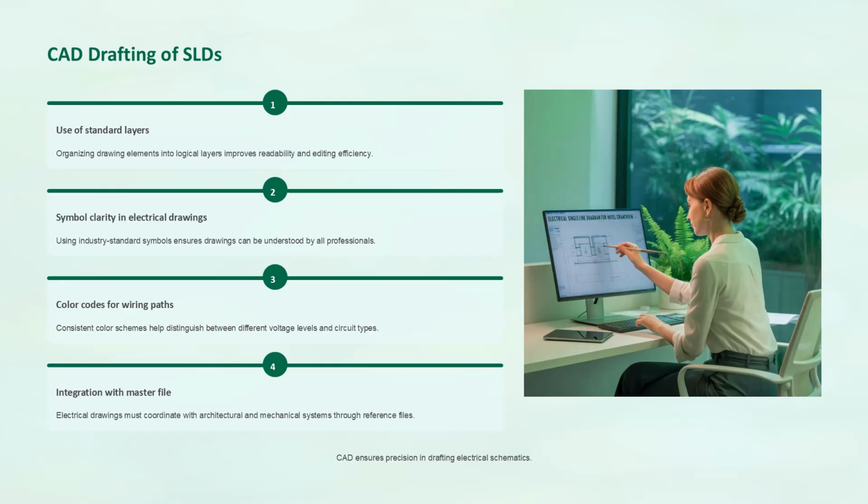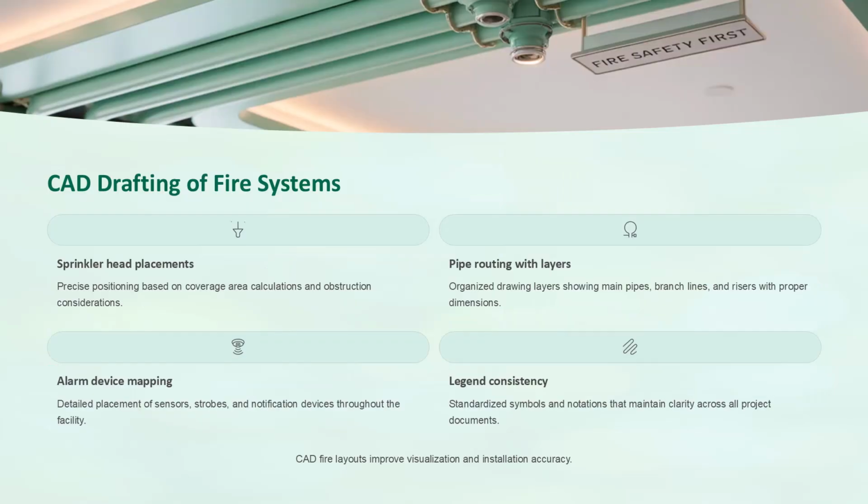Drafting is reviewed for precision and compliance. Digital tools improve speed and accuracy. They simplify corrections and revisions. They enable collaboration among different teams. CAD ensures professional quality in electrical drawings.